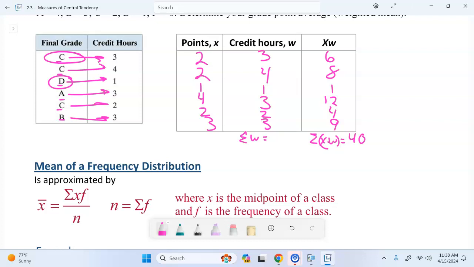16 credit hours. So our total points divided by our number of credit hours gives us a GPA of what? You divided that backwards. So 2.5 GPA. Not great. Well, at least you're passing.